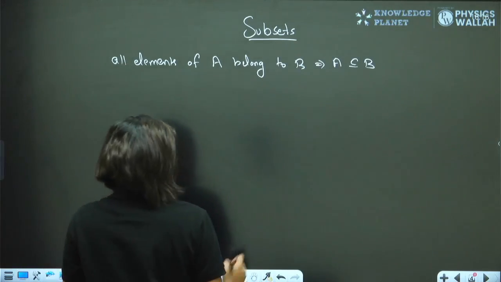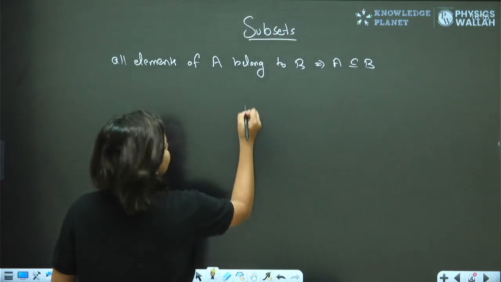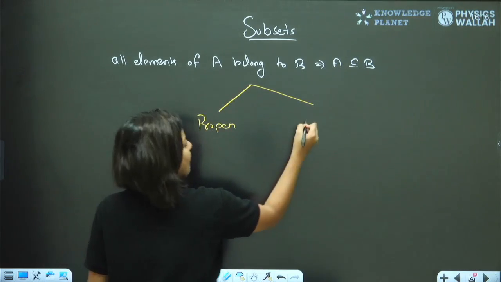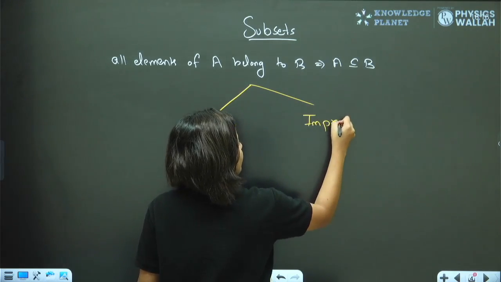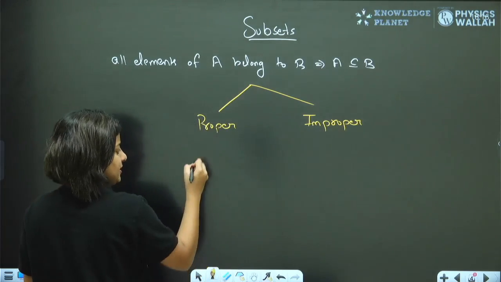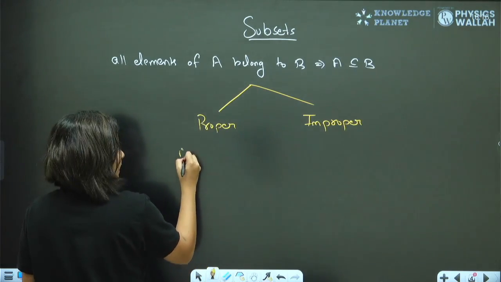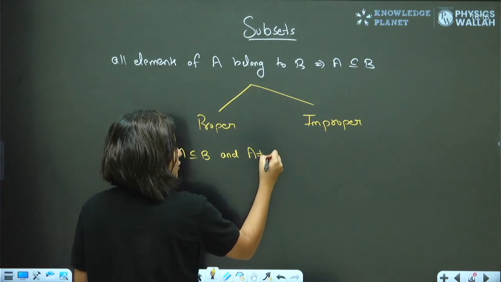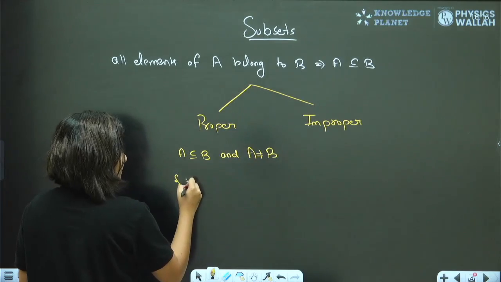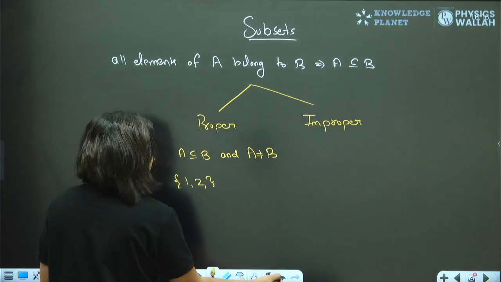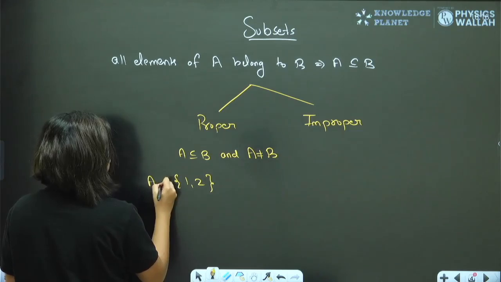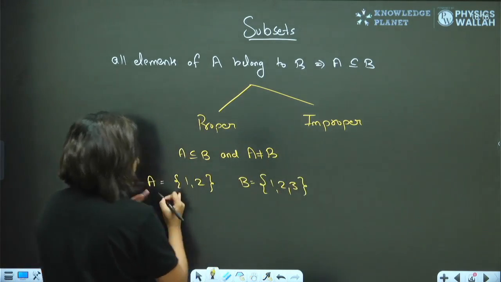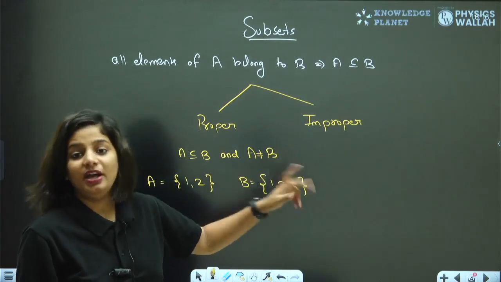In subsets, there are 2 types that we study particularly: proper subset and improper subset. A proper subset means A is a subset of B and A is not equal to B. For example, set A is {1, 2} and set B is {1, 2, 3}. All the elements of A are in B but A and B are not equal. It's a proper subset.